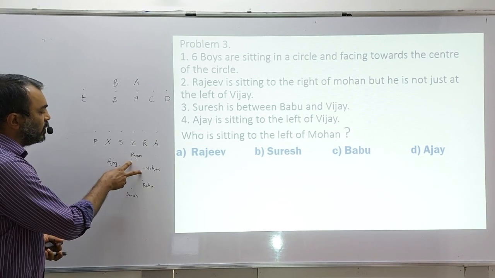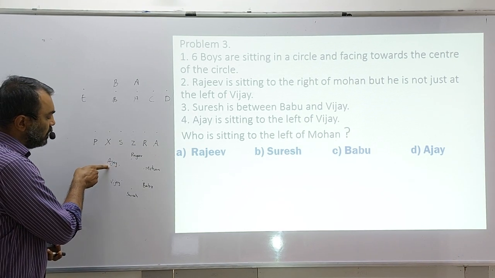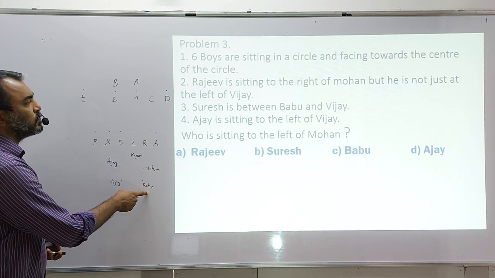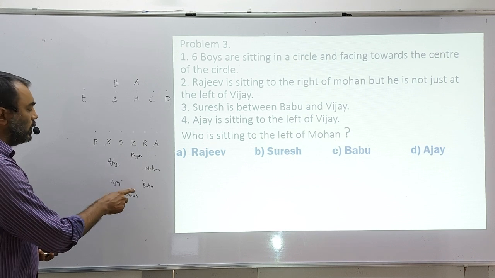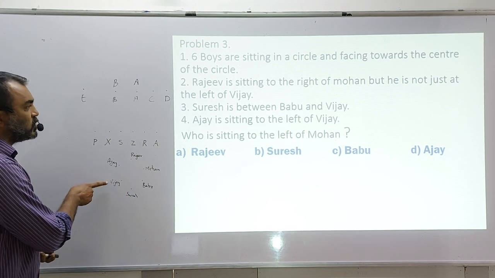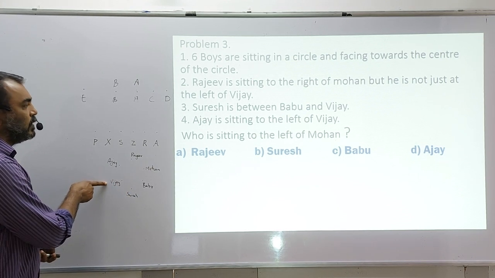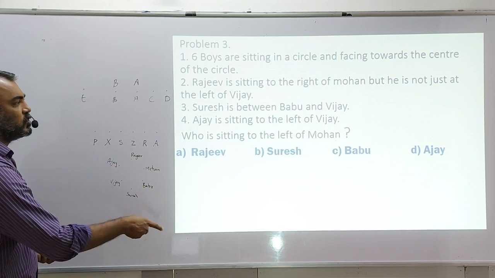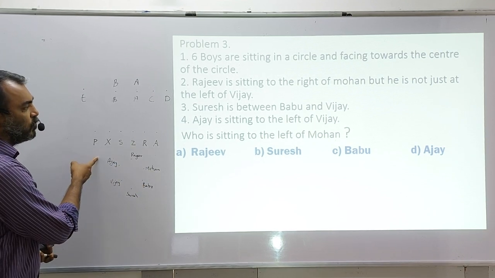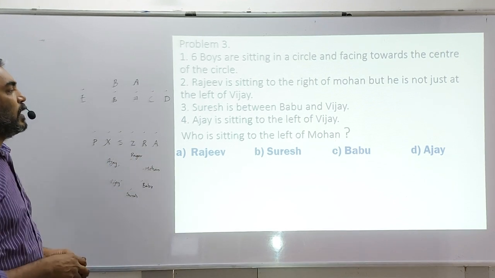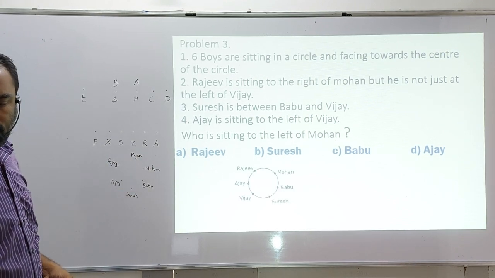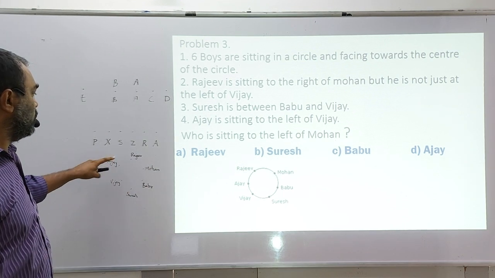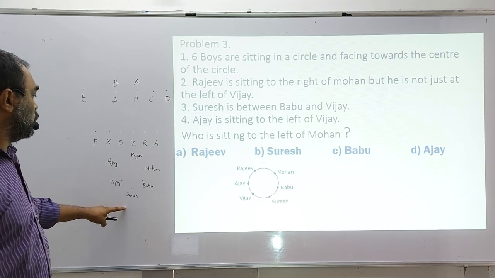I first went to Rajiv and Mohan. Vijay is not sitting here. Means Vijay could sit here, could sit here or could sit here. Anyway, but I put him here, and by chance this first thing is right, it seems, because Suresh is between Vijay and Babu. Left or right is not mentioned. Ajay is sitting to the left of Vijay. So this is the combination I think is correct. Let us see. So we have got Mohan, Rajiv, Ajay, Vijay, Suresh, Babu.